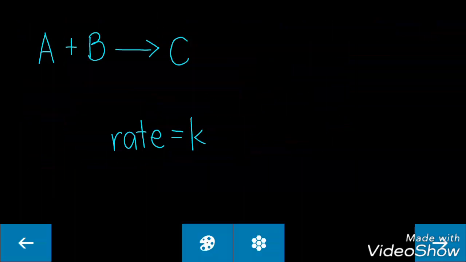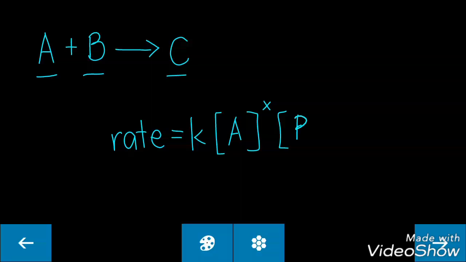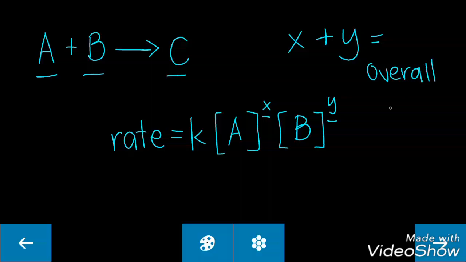So we have a generic reaction of A plus B that will result in C, and we will have a rate law of R is equal to K, the concentration of A raised to X, concentration of B raised to Y. So we are tasked to find the X and the Y, and if we add the X and Y, that will be the overall order.